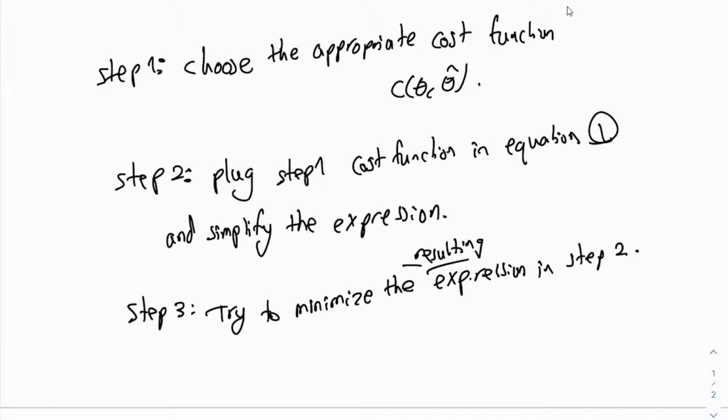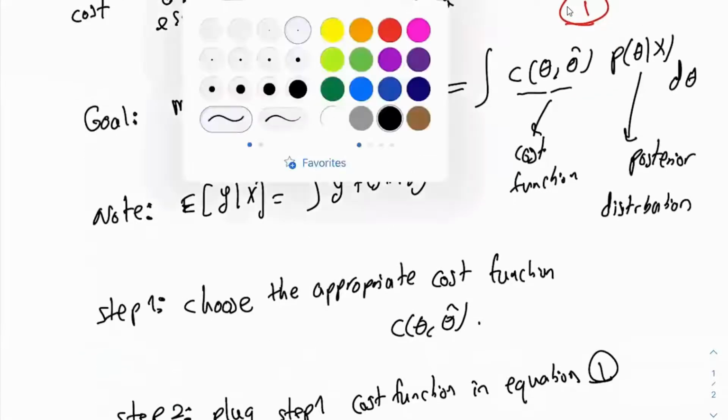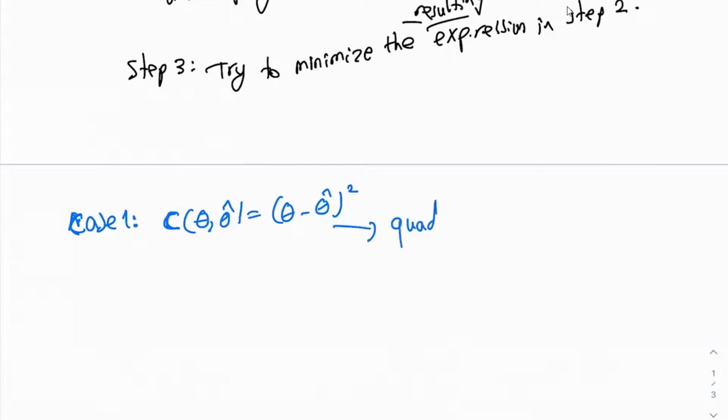Now I want to look into this cost function. The step-by-step technique requires us to first choose this cost function. This is the most important part, right? So let's go ahead and take a couple of cases. Case 1. The C of theta and theta hat is equal to this expression, quadratic cost. What if we choose a quadratic cost? Let's go ahead and find the estimator in this sense.